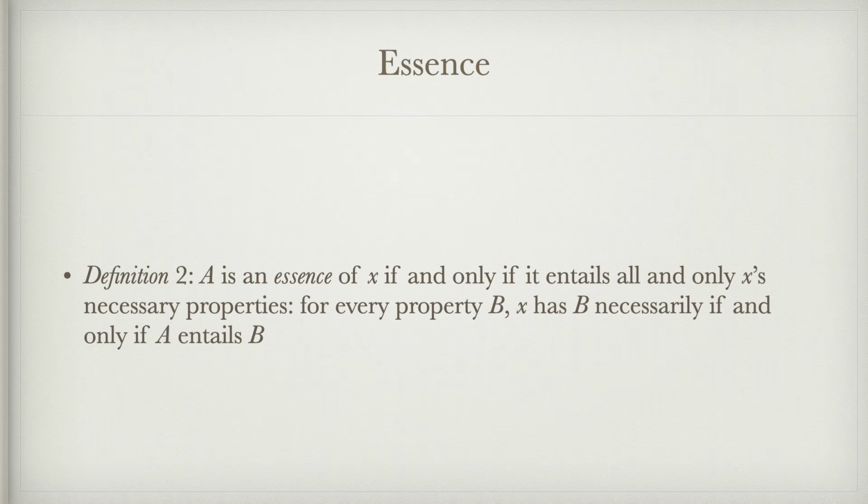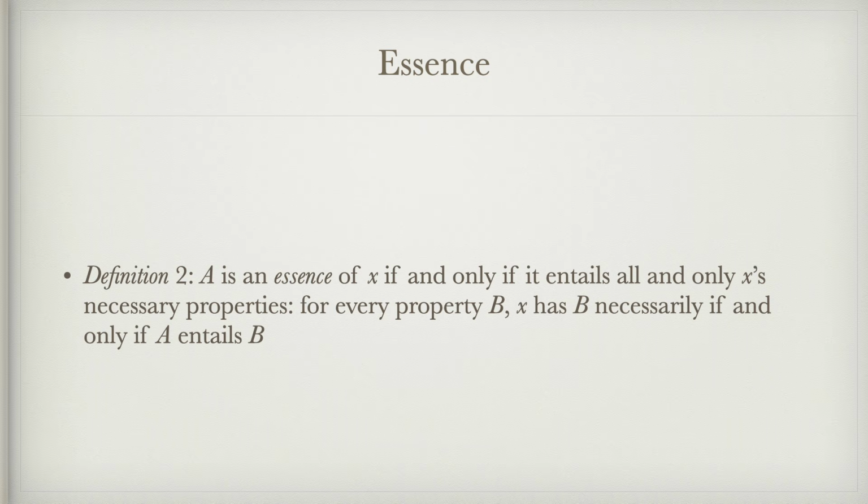To make the content of those axioms clear, and also to make more precise some concepts we need in proving the theorems that Gödel goes on to prove, we need two more definitions. The first is the definition of an essence of a thing. It goes like this. Say that A is an essence of X if and only if it entails all and only X's necessary properties. That is to say, for every property B, X has B necessarily if and only if A entails B.